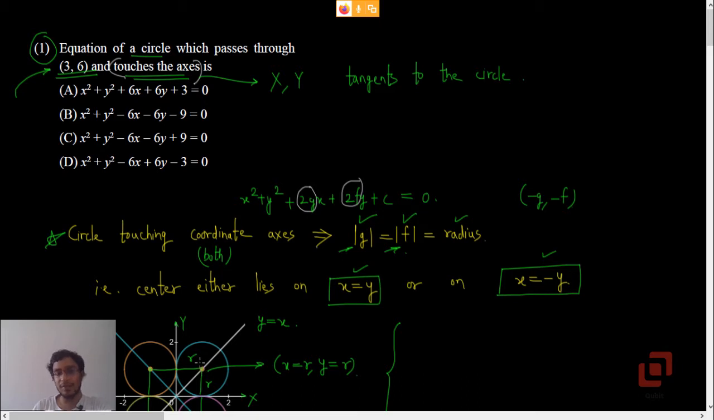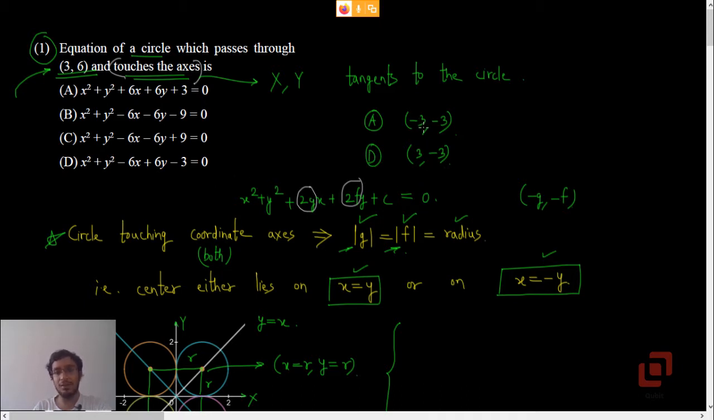Okay, now this will help us in eliminating the options. How? Look at option A. Here the center of the circle is at minus 3, minus 3. Okay, because 2g is 6 and 2f is also 6. And if you look at option D, then the coordinates of the center of the circle are 3, minus 3. So for option A, the center is negative 3, negative 3, and for option D, it is 3, minus 3.